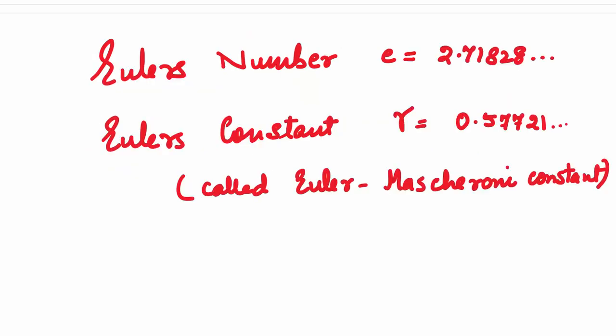So you should remember Euler's number is given by E, which is 2.71828 and it goes on, whereas the Euler's constant is given by gamma, which is 0.57721. It's also called the Euler-Mascheroni constant.